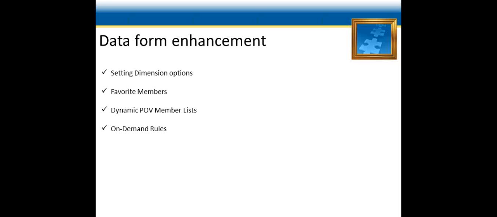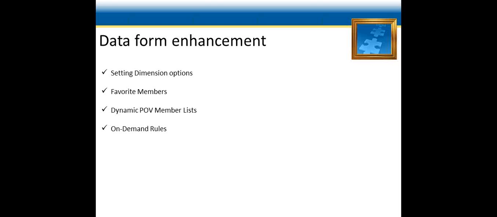The dynamic POV member lists are now supported in the data form. You can select them to quickly populate rows and columns with valid members. If your administrator has defined dynamic POV member lists for your form, the members to be displayed in the rows or columns dynamically change based on the member you select in the POV. From the member selection dialog box, the valid dynamic POV member lists for the current dimension are displayed with a POV suffix at the bottom of the dialog box.